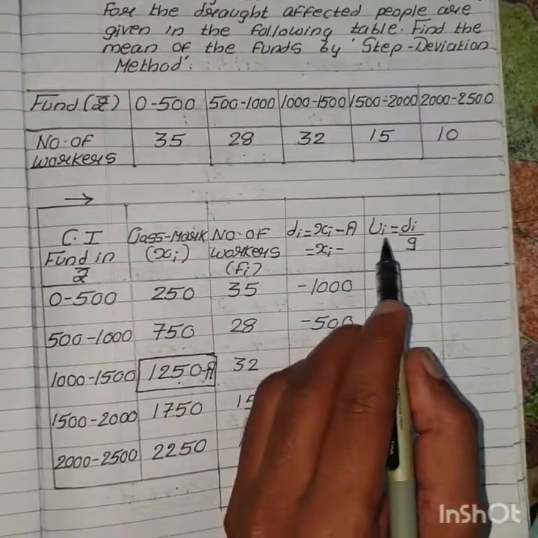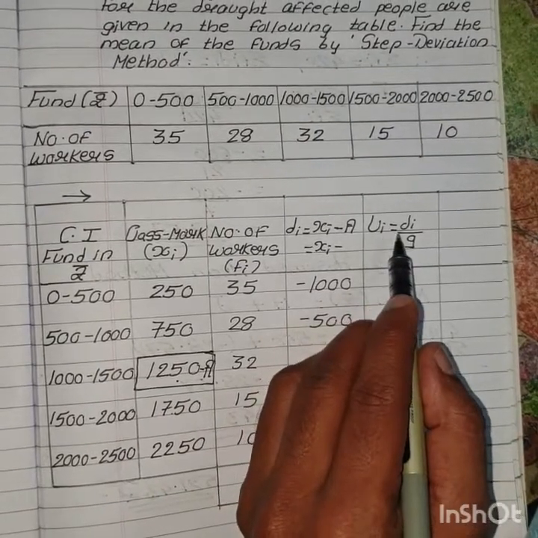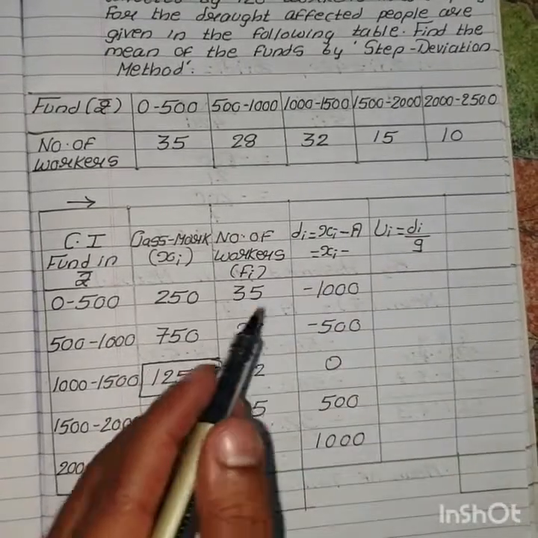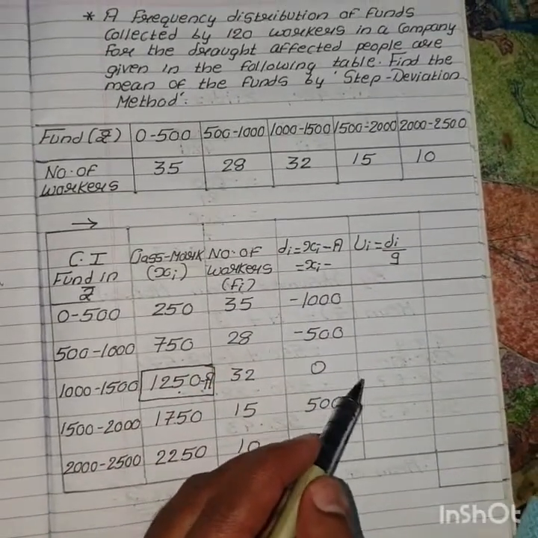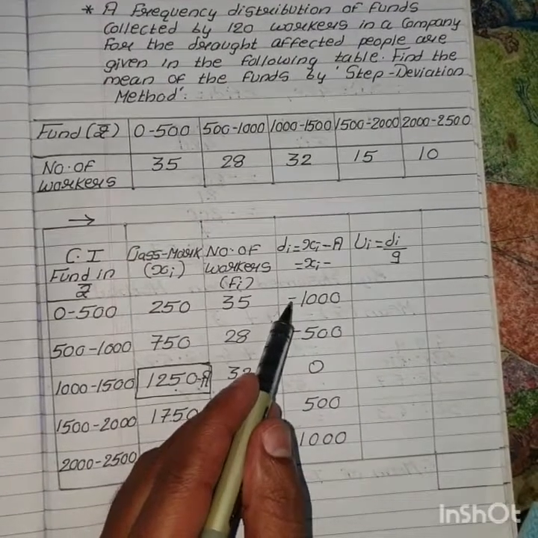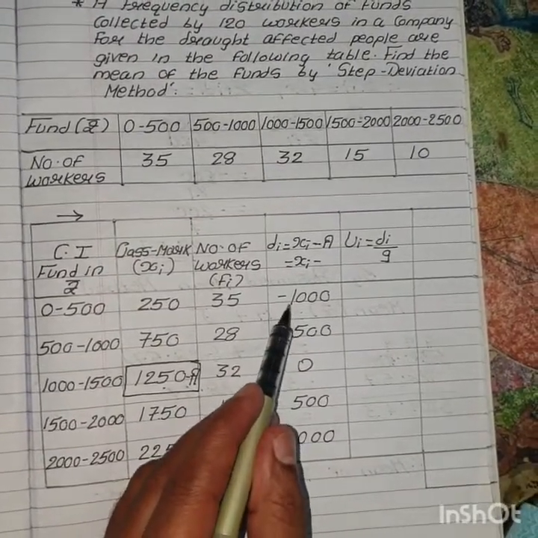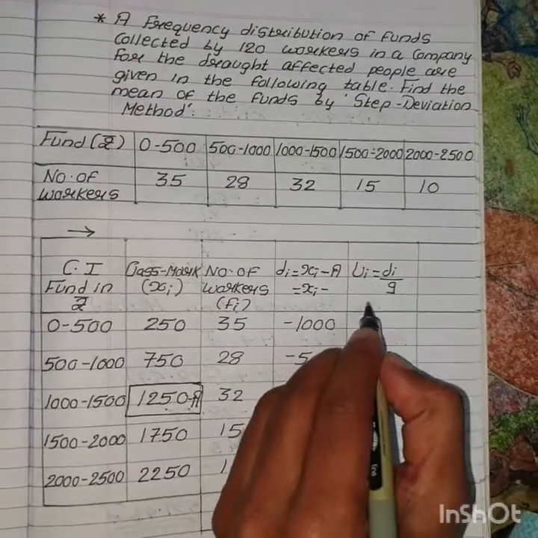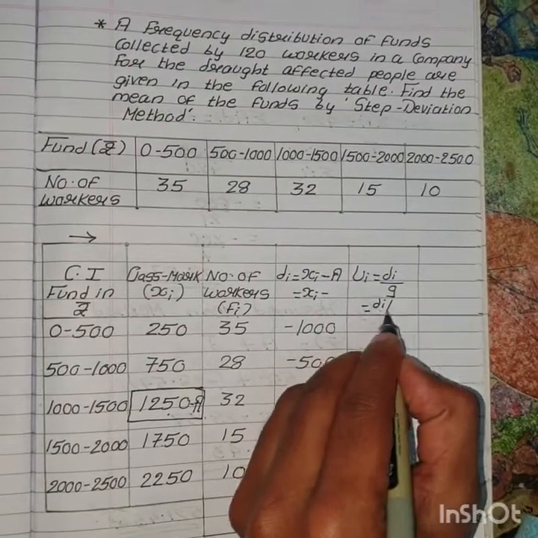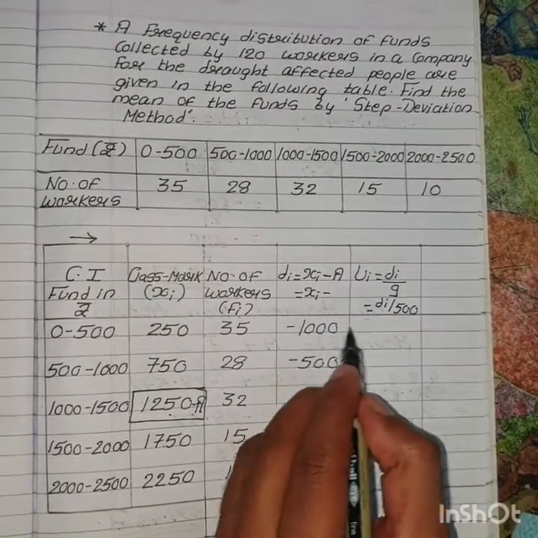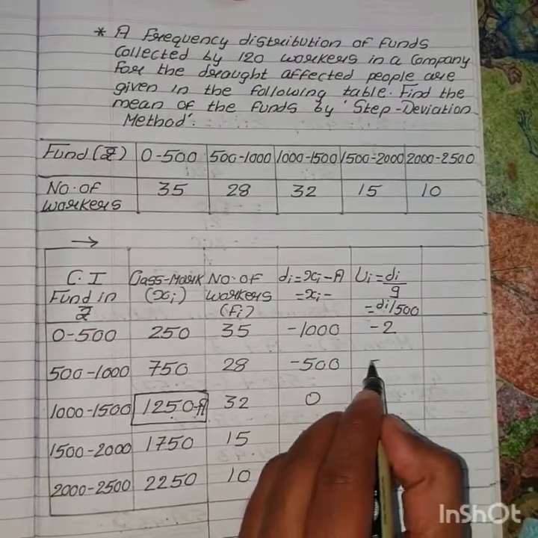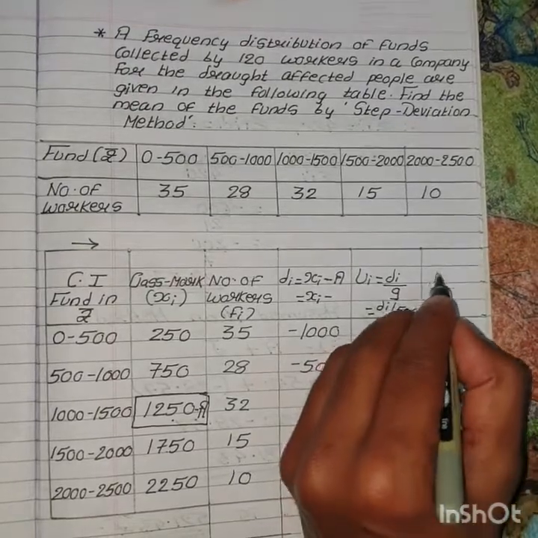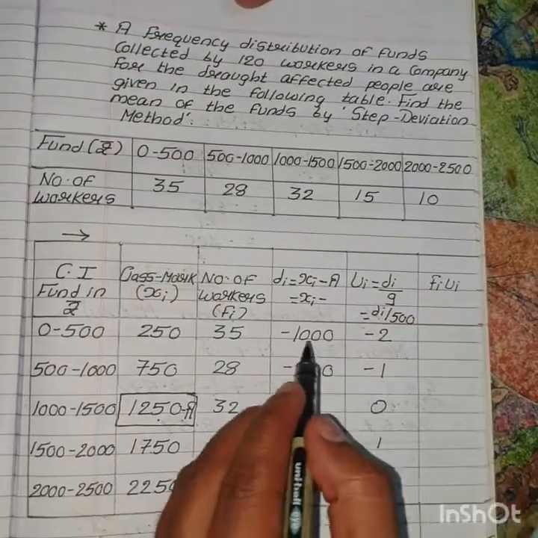Now in the step deviation method we will see one new variable, that is ui is equal to di upon g. What is g? g is nothing but the GCD of all the values of di, that is a number which will divide all the values of di. If you observe, the values are minus 1000, minus 500, 500 and 1000, so here we can consider g as 500. Now 1000 divided by 500 is 2, 500 divided by 500 is 1. So we get minus 2, minus 1, 0, 1 and 2.